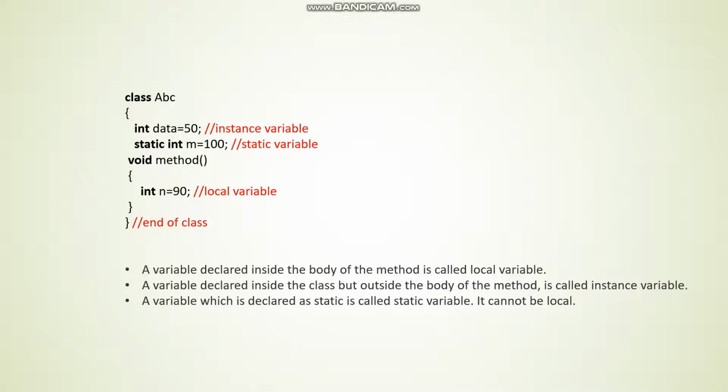And the local variable is declared inside the method. In this example, int n equals 90 is a local variable, a variable that is declared inside the body of a method. Okay. As I have told earlier, I will be going through all these things while doing the programs. Okay.